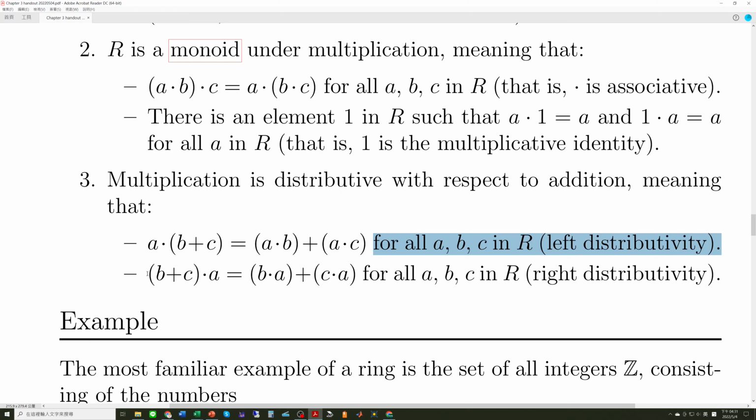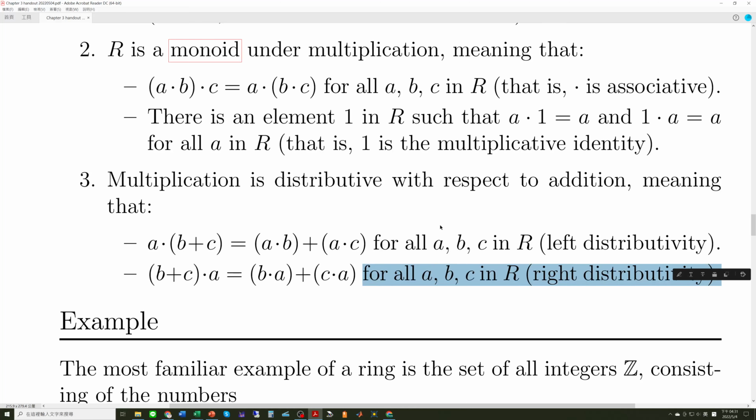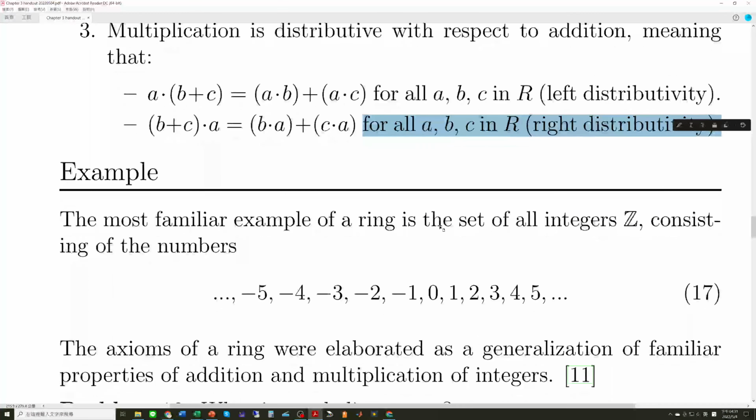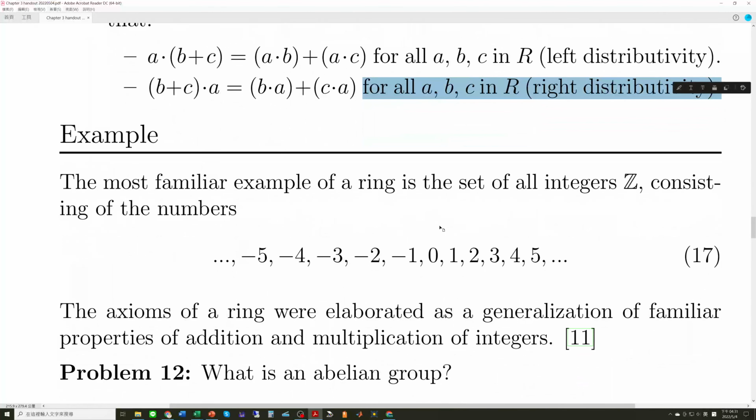Next, (B plus C) dot A is equal to (B dot A) plus (C dot A) for all A, B, C in R. This is right distributivity. Let us give a simple example.